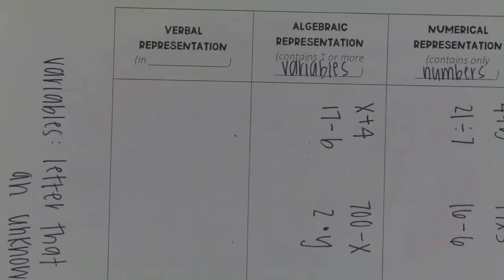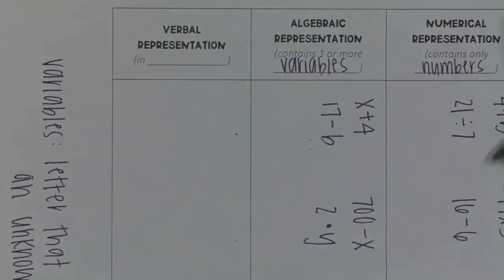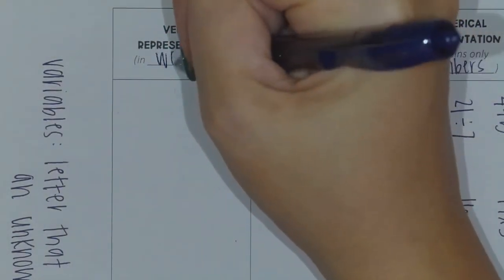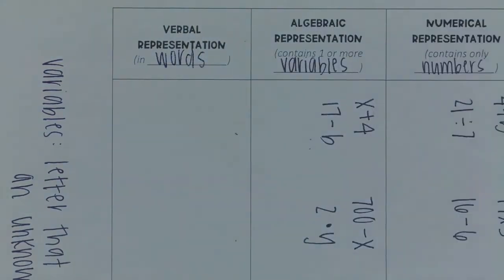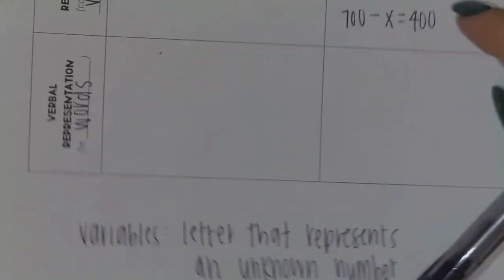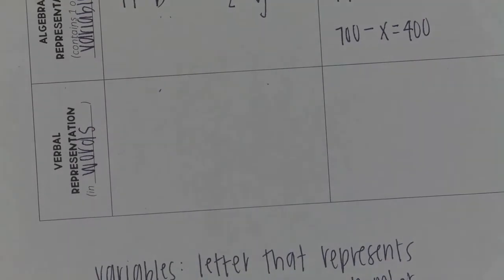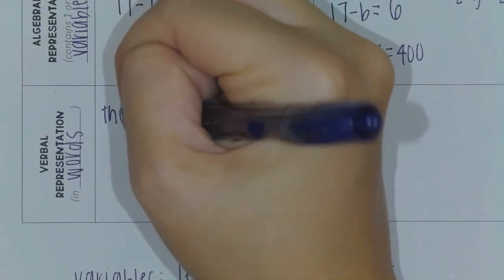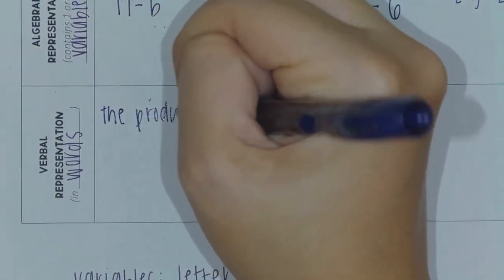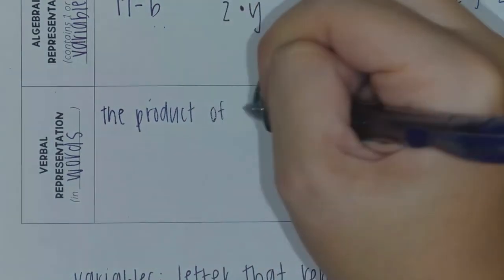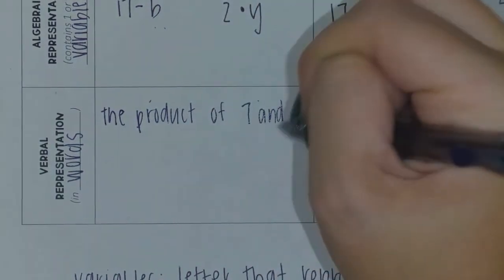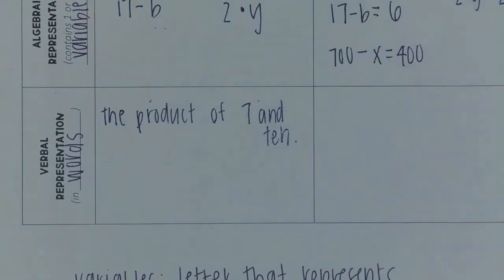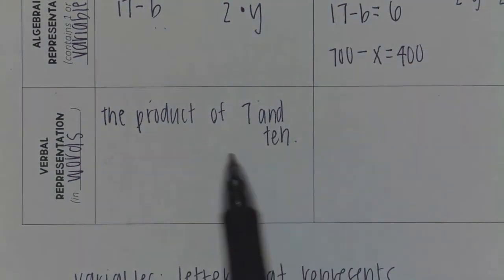And the last type of representation we have is a verbal representation. So verbal representations are all about words. And we're only going to do 2 examples here because there are 2 words that I want you guys to look for, okay? So let's start with the expressions. So one example of an expression could be the product of 7 and 10.